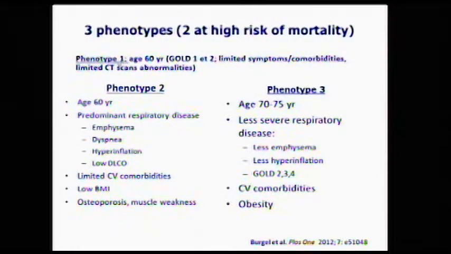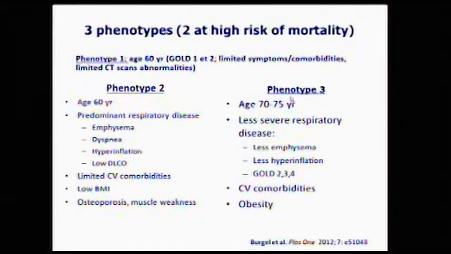And what we found was that phenotype 1 was young subjects, GOLD 1 and GOLD 2, with limited symptoms, limited comorbidities, and limited CT scan abnormalities. And these patients had a good prognosis. And then we had 2 groups of patients at high risk of mortality. The first group was patients aged 30 years with predominant respiratory disease, very high level of emphysema, dyspnea, hyperinflation, low DLCO. They had a very limited number of cardiovascular comorbidities, low BMI, and a high level of osteoporosis and muscle weakness.